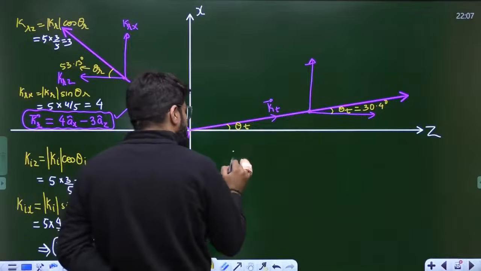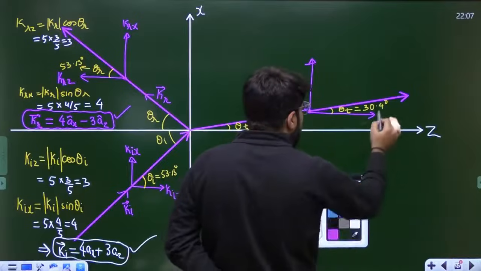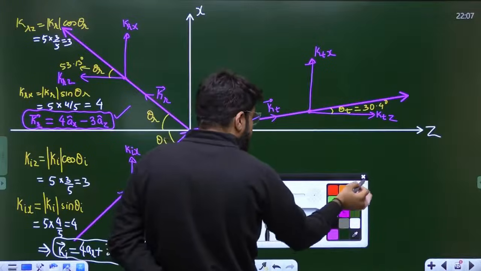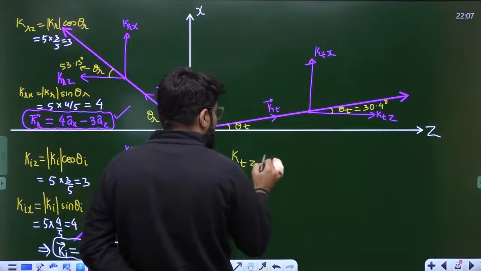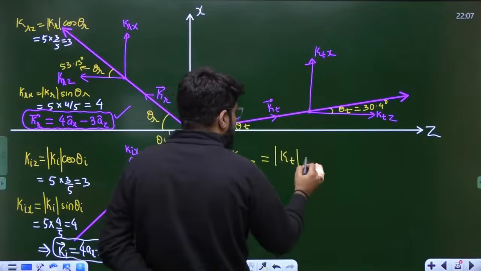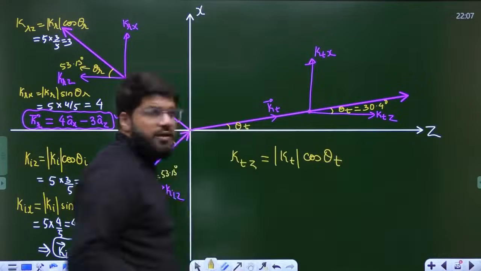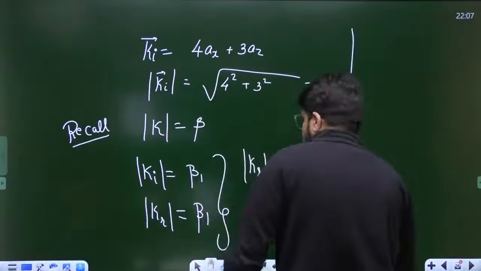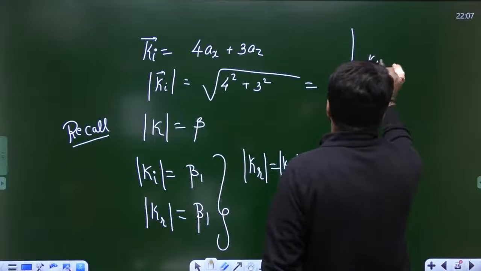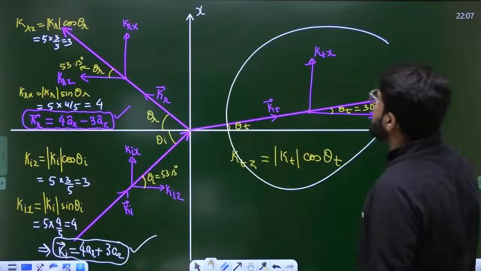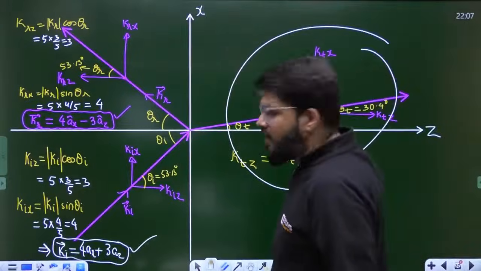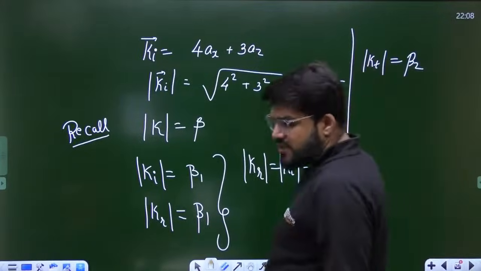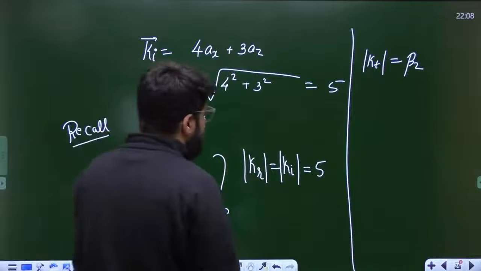So this is KTZ, the Z component, horizontal component, and this is the KTX. So everybody, what is going to be the value of the KTZ horizontal component? It is mod KT cos theta t. But dear, what is the mod KT? Mod KR and mod KI are same. But what is mod KT? The transmitted wave is in the second medium now. Transmitted wave travels forward, that is in the second medium. So mod of KT is the beta of the second medium, that is beta 2. That is a different value, right?